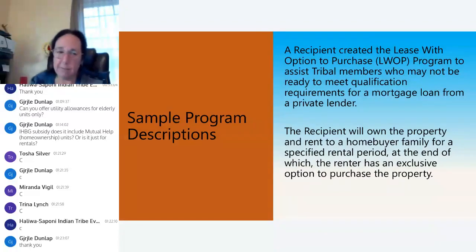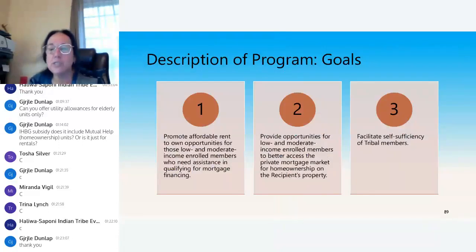So some of the sample program descriptions: a recipient created the lease with option to purchase, an LWOP, program to assist tribal members who may not be ready to qualify for the requirements for a mortgage loan from a private lender. Your recipient will own the property and rent to a homebuyer family for a specified rental period, at the end of which the renter has an exclusive option to purchase that property.